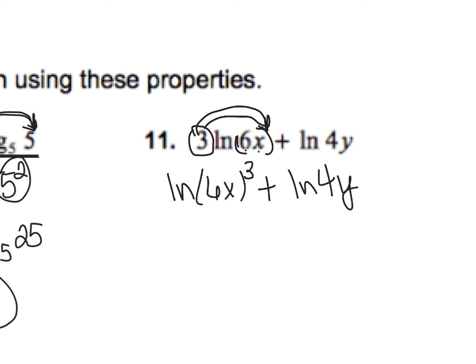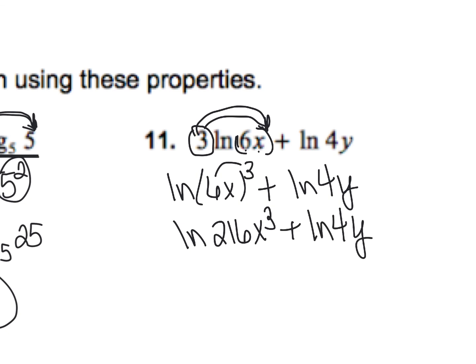Then we just have to do a little bit of simplifying. Okay, the natural log, 6 to the third power is 216. x to the third power is x to the third, plus the natural log of 4y. Now we have everything in its place. We can multiply them together because of our addition here. Since we have addition here, we can go ahead and multiply these two things together.